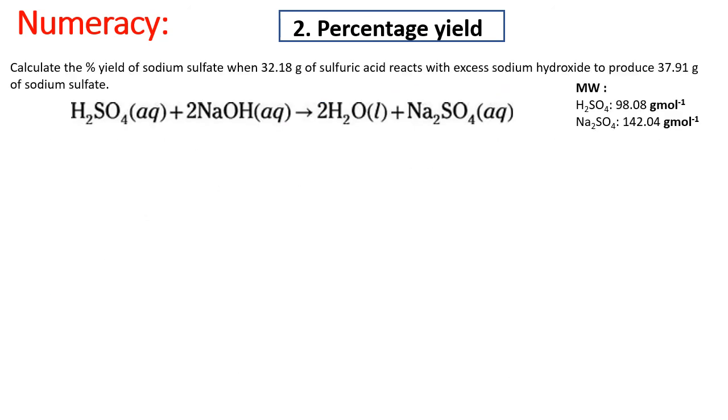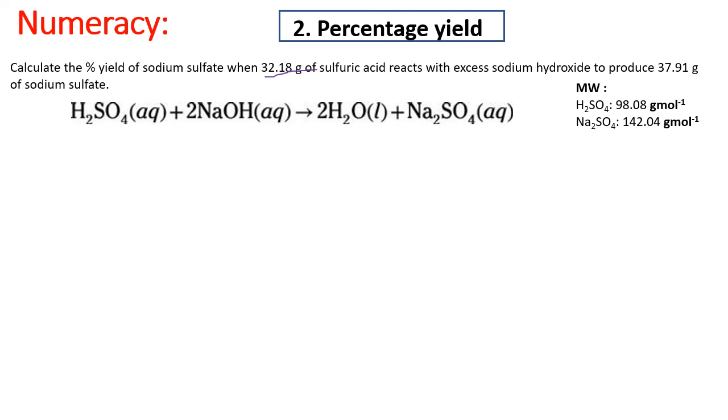Let's have another example. Calculate the percentage yield for sodium sulfate, and this is the one that we have just mentioned before, but here we will do it in steps. When 32.18 grams of sulfuric acid react with the sodium hydroxide to produce 37.91 of sodium sulfate. So before starting, you will analyze that.